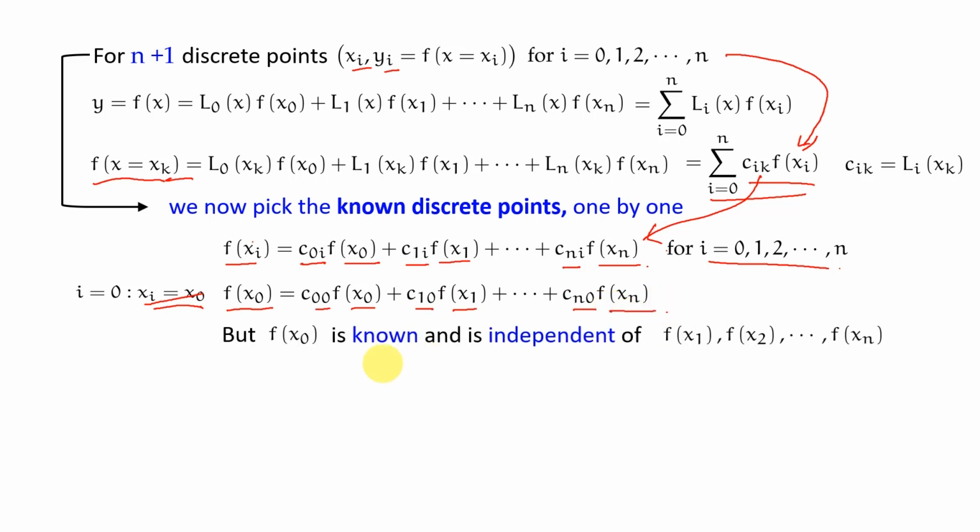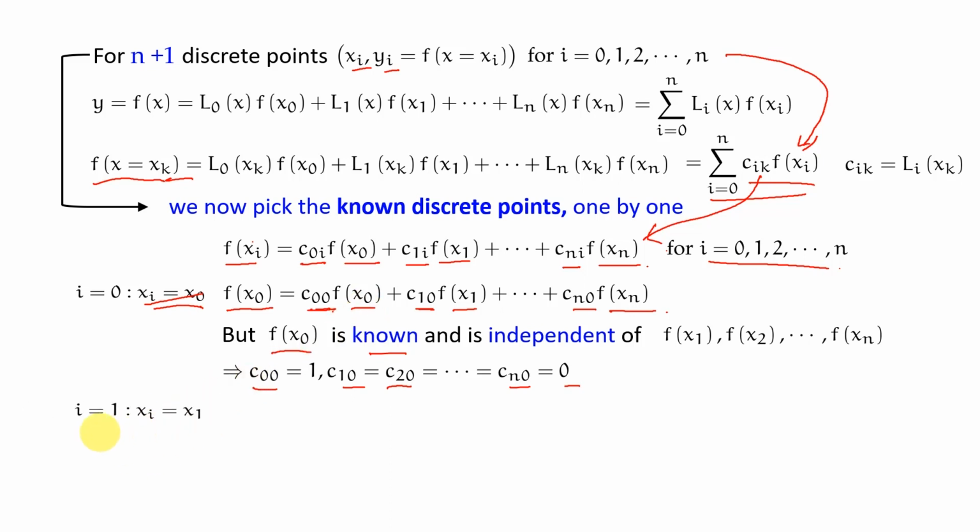Now we know that f(x0) is known, and it is completely independent of f(x1), f(x2), etc., up to f(xn), which means that in this particular expression the value of f(x0) does not depend on f(x1) at all or f(x2) at all. That means that c10, c20, etc., must be 0, and c00 here should be 1.